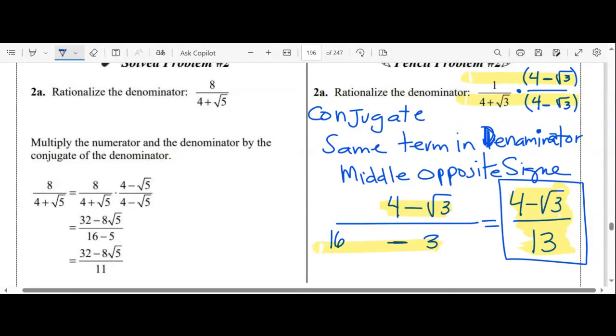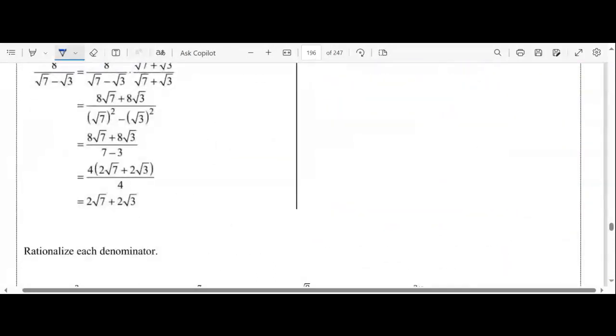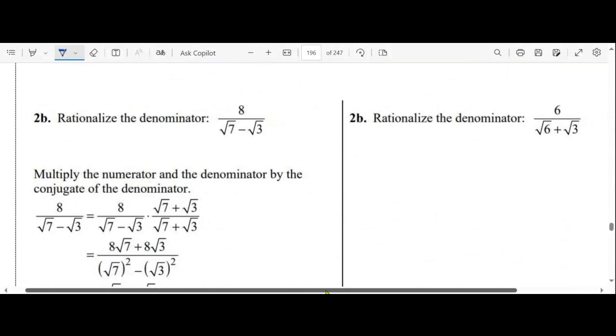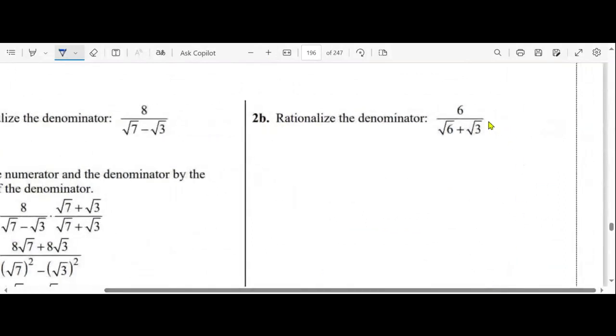Let's go to the next one. What's the conjugate? Conjugate, right? It reminds me of Jumanji, you know this? Conjugate. Okay. Let's move to the next one. Huh? What should I do here? The movie Jumanji.